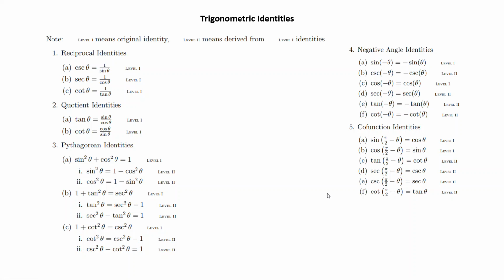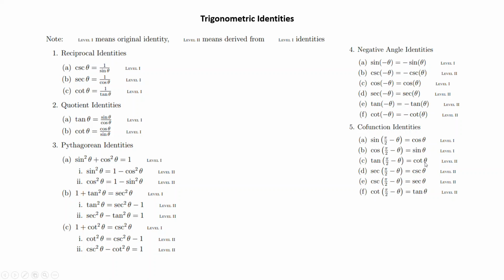Maybe not that serious, but it's good if you learn them, and it's fairly straightforward. Sine always goes with cosine. Sine and cosine are co-functions. That means sine of 90 degrees minus theta, or pi half minus theta, is cosine theta. Similarly, cosine of pi half minus theta is sine theta.